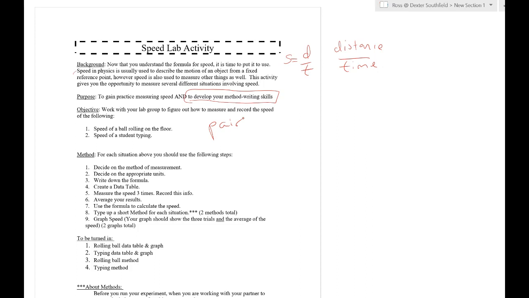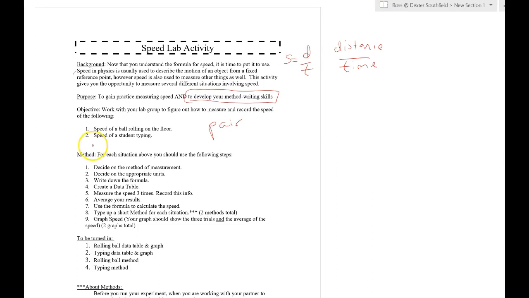Set out around the room, there should be a bin with different balls in there. You can pick whichever one you want to use. There should be some meter sticks, and then also a speed of a student typing. You or your partner can do this, and you can obviously just choose which computer you use to measure that.